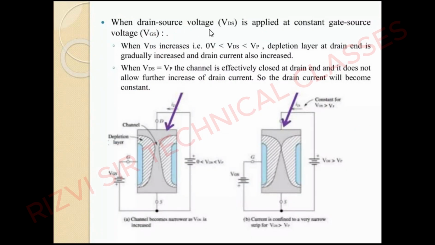And now when drain source voltage is applied at constant gate source voltage, this is the condition. Just go through it line by line, you will understand, and see the graph here. You will be able to understand.